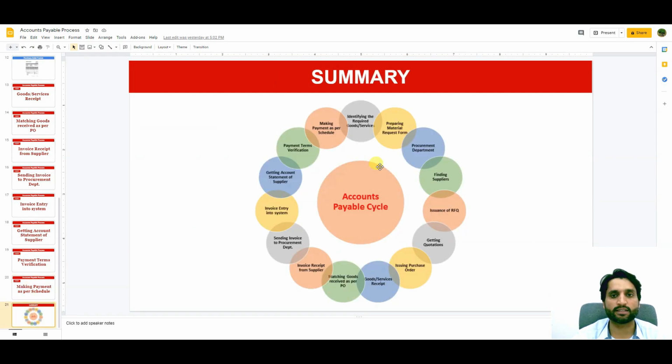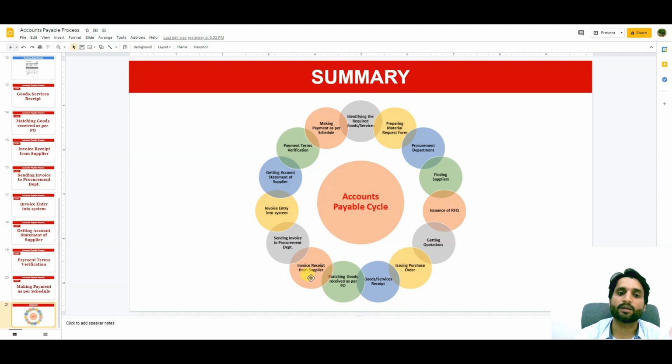Now we will summarize all. First, identifying the required goods, what the requirements of the company are. After that, preparing the material request form and submitting it to the procurement department. The procurement department finds a supplier and issues a request for quotation, getting quotations from the suppliers. After that, issuing a purchase order to the supplier. After that, the supplier delivers the goods to us. In the warehouse we receive the goods. After that, the warehouse people match the goods received as per the purchase order.